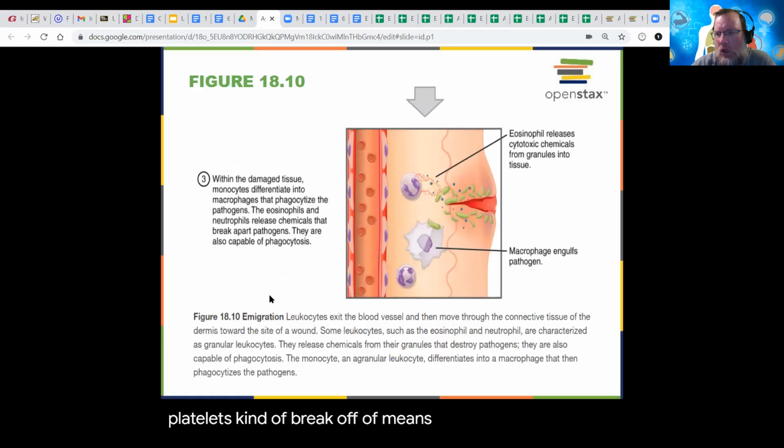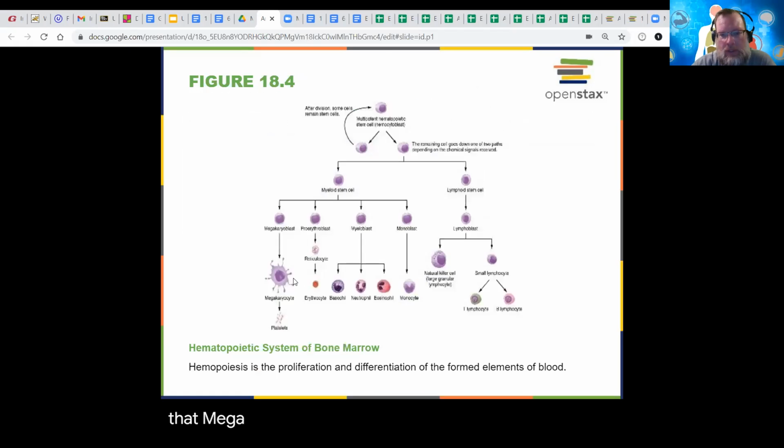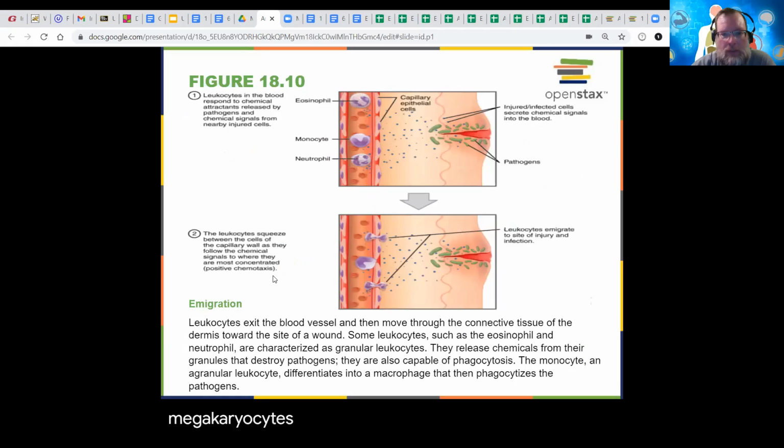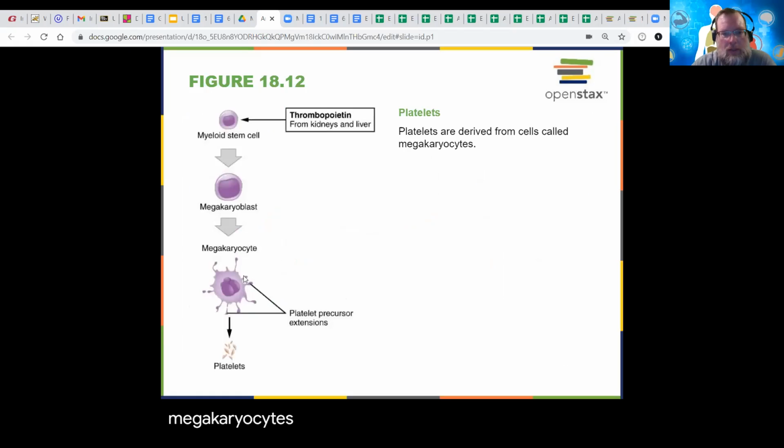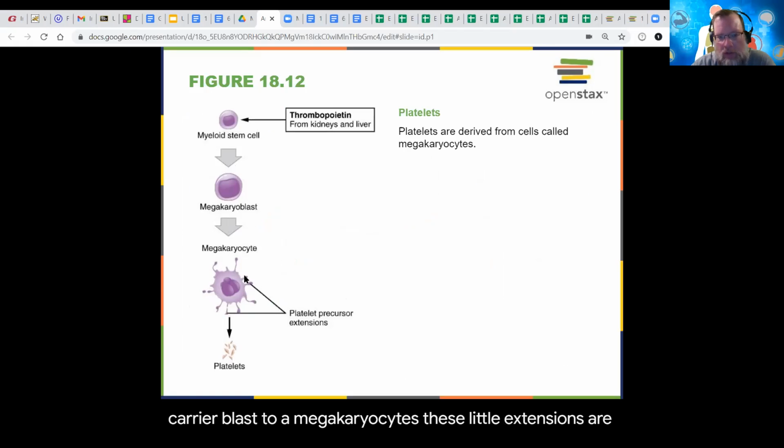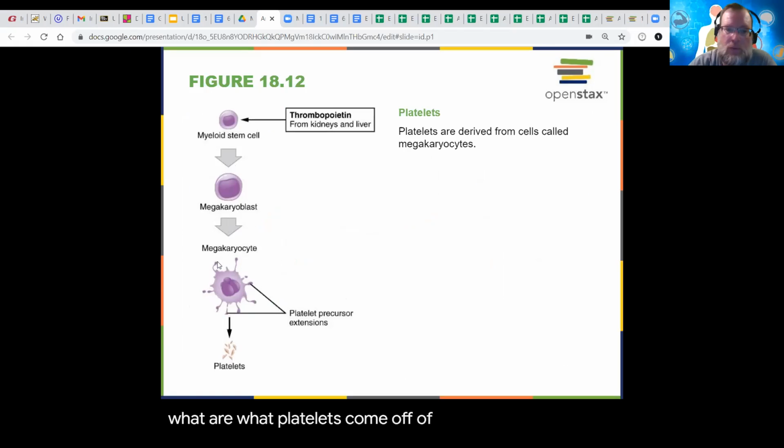Karyo means nucleus. So let me go back to that megakaryo. This just basically means big nucleus cell, megakaryocyte. And you can see it's got a huge nucleus. So you've got the myeloid stem cell, megakaryoblast to a megakaryocyte. These little extensions are what platelets come off of. So this, hanging out in the bone marrow, and these little extensions kind of pump out platelets, and platelets again are what we call thrombocytes.